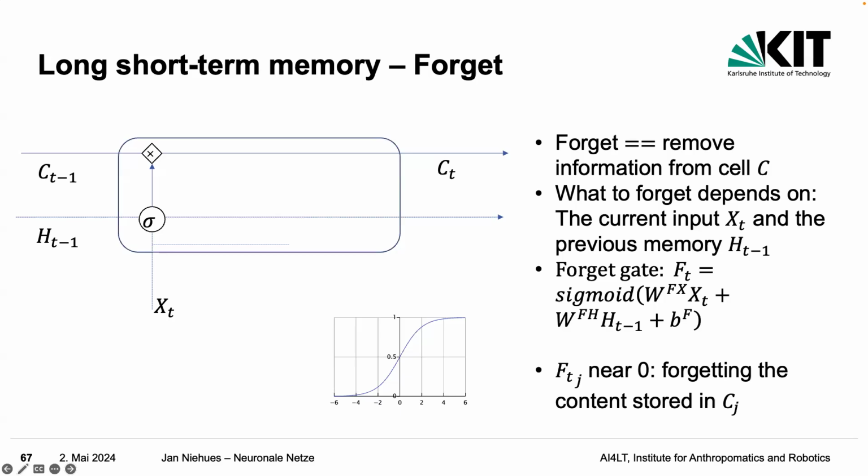Of course, in order to have it exactly 0 and 1, we would use the signum function, which is 0 if the input is negative and 1 if the input is positive. Any idea why we're not using the signum function? Yes?